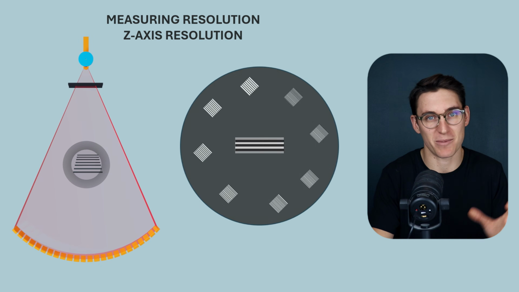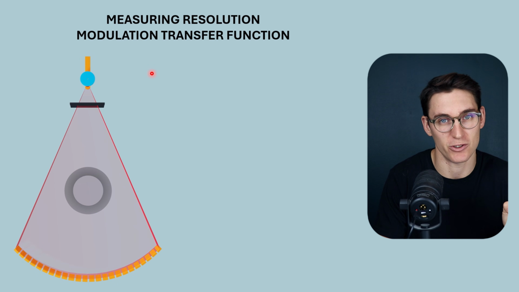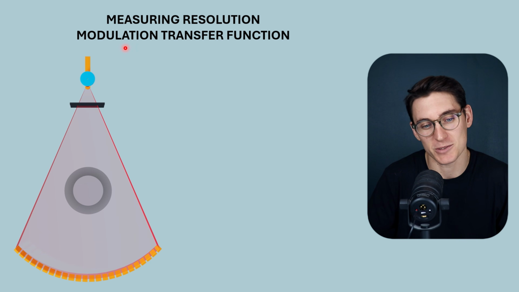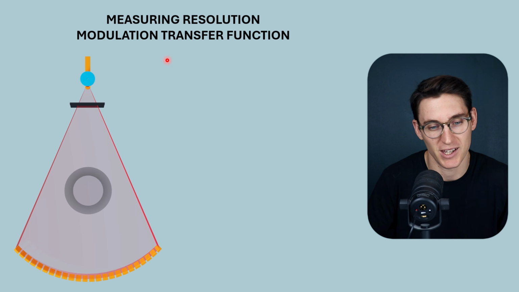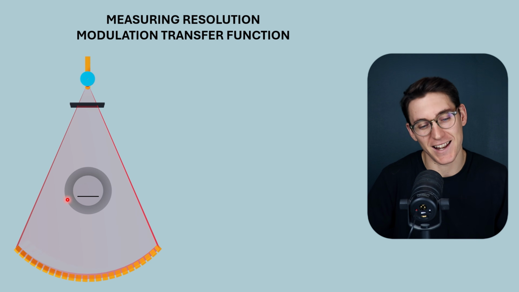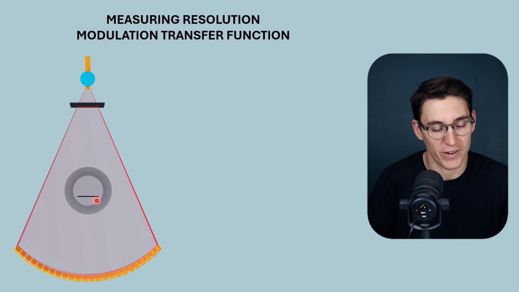We can also use a mathematical calculation to determine resolution. That gives us a quantitative measure of resolution. It's a method known as modulation transfer function. Now I'm going to describe this briefly here. What we can do is place a rod here that aligns with the y-axis of our scan.